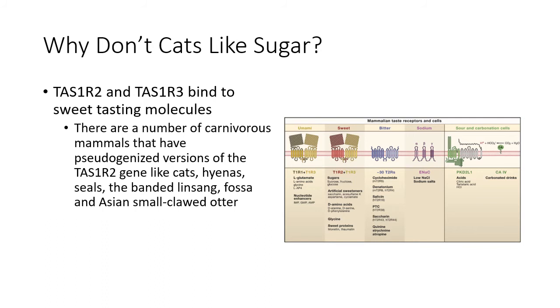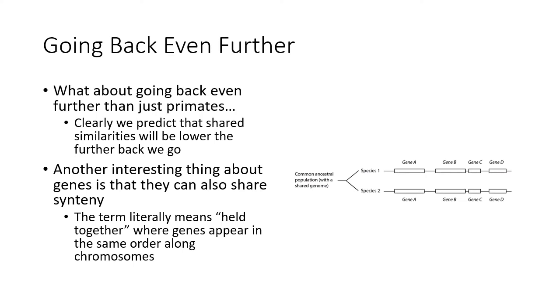Also, why don't cats like sugar? Well, it turns out cats and a number of other closely related carnivorous mammals have pseudogenized versions of the genes that bind to sweet-tasting molecules. So at one point in the past, why would cats have a large portion of this particular gene? Well, at one point in the past, they would have been able to taste sweet things, but they've had a deactivating mutation that they just so happened to share with their most closely related common ancestors.